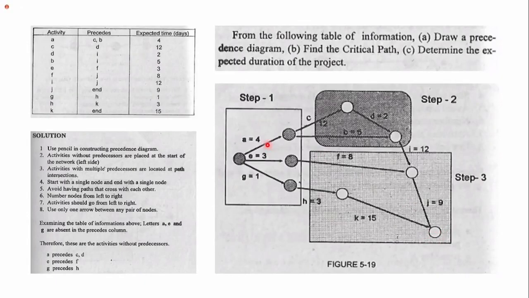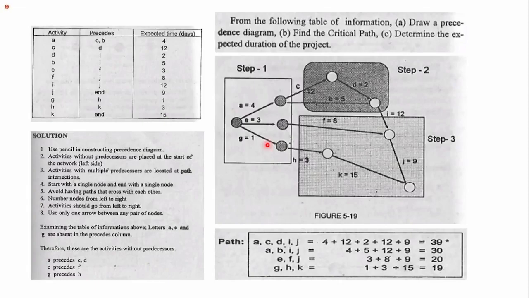Next, the nodes have no numbers yet, right? The end is there already, so we should number the nodes. So this would be 1, 2, 3, 4, 5, 6, 7, 8, and 9. So what are we asked to find in the problem? Draw the precedence diagram, which is this one. Then find the critical path.